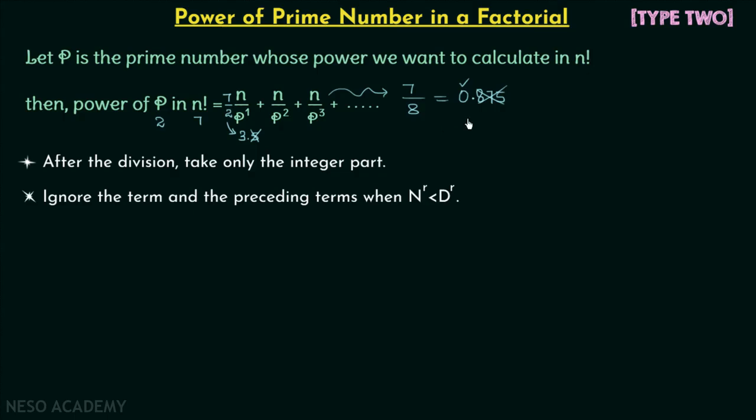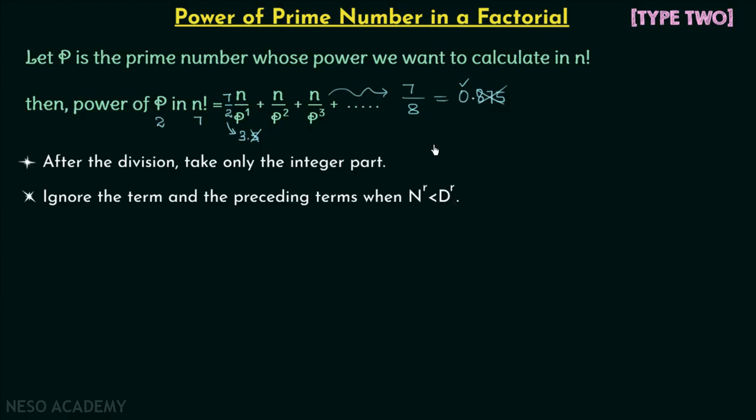So we are getting 0 from this term, and adding 0 to the other two terms, the result is not going to be affected. And when you consider the next term, which is n over p power 4, again you are going to have the integer part equal to 0. So whenever the numerator is less than the denominator, the integer part is going to be 0 from rule number 1, and that is why we can neglect that particular term and the preceding terms. So this is what we mean by point number 2.